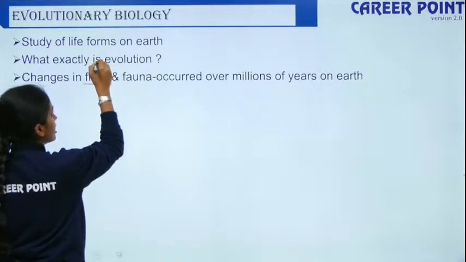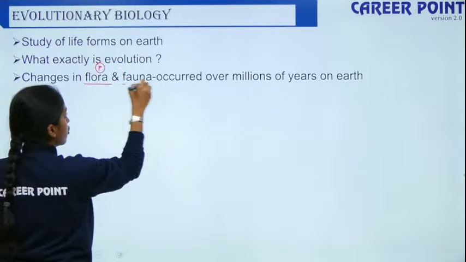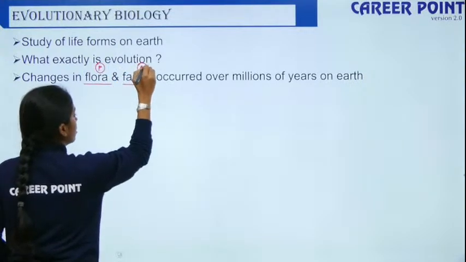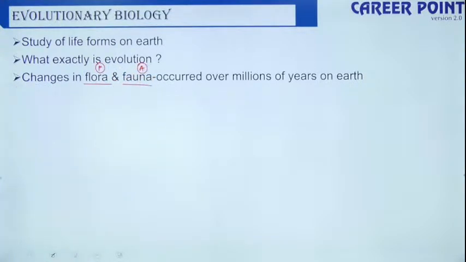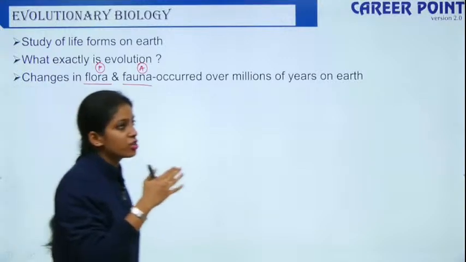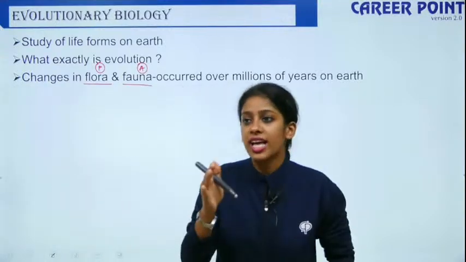So flora is your plants and fauna is your animals. So the changes in plants and animals that occurred over millions of years on earth is what is known as evolution.